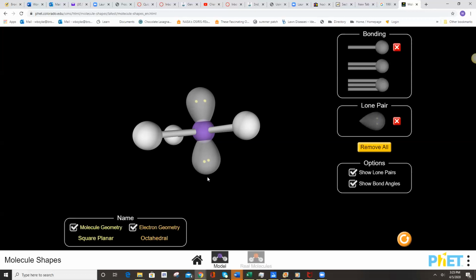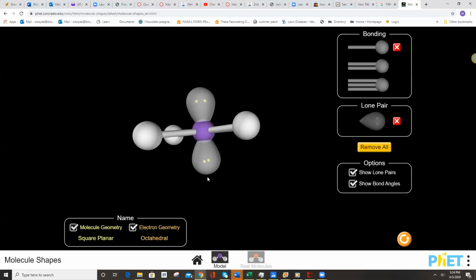2 electron groups, always linear electron pair geometry. 3, trigonal planar. 4, tetrahedral. 5, trigonal bipyramidal. 6, octahedral. That's always going to match up. 2, linear. 3, trigonal planar. 4, tetrahedral. 5, trigonal bipyramidal. 6, octahedral, for matching your number of electron groups to a specific electron pair geometry.